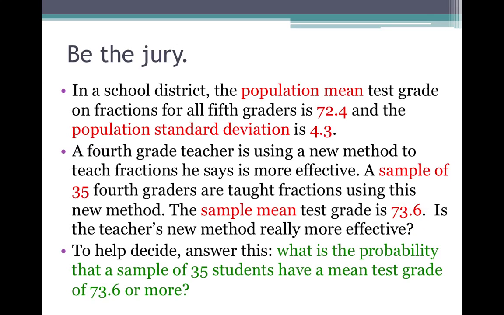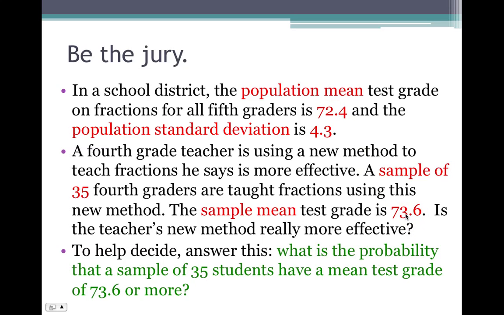What is the probability that a sample of 35 students have a mean test grade of 73.6 or more? If we could find the probability of getting a result like this, a result of 73.6 or more at random, and if it happens to be a very, very small probability, then we may be able to say that the new method is effective. If it's not a small probability, if it's a likely event, then it's pretty close to 72.4, and we're going to say that it really is no different.